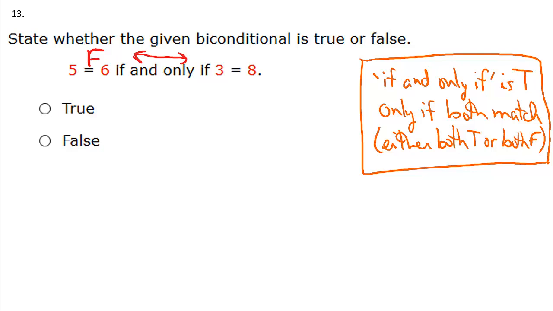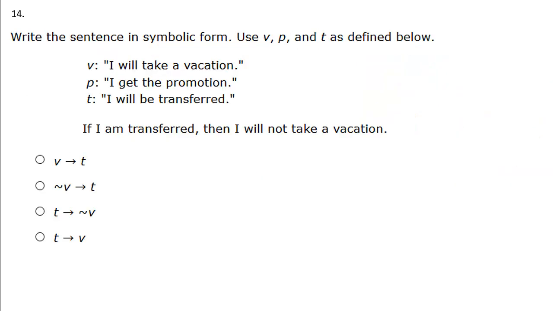If and only if is the biconditional, the double-headed arrow. And 3 equals 8 is also false. So the biconditional is false if and only if false. And false matches false. So the biconditional is true if they match. And they do match here, so the statement is true.